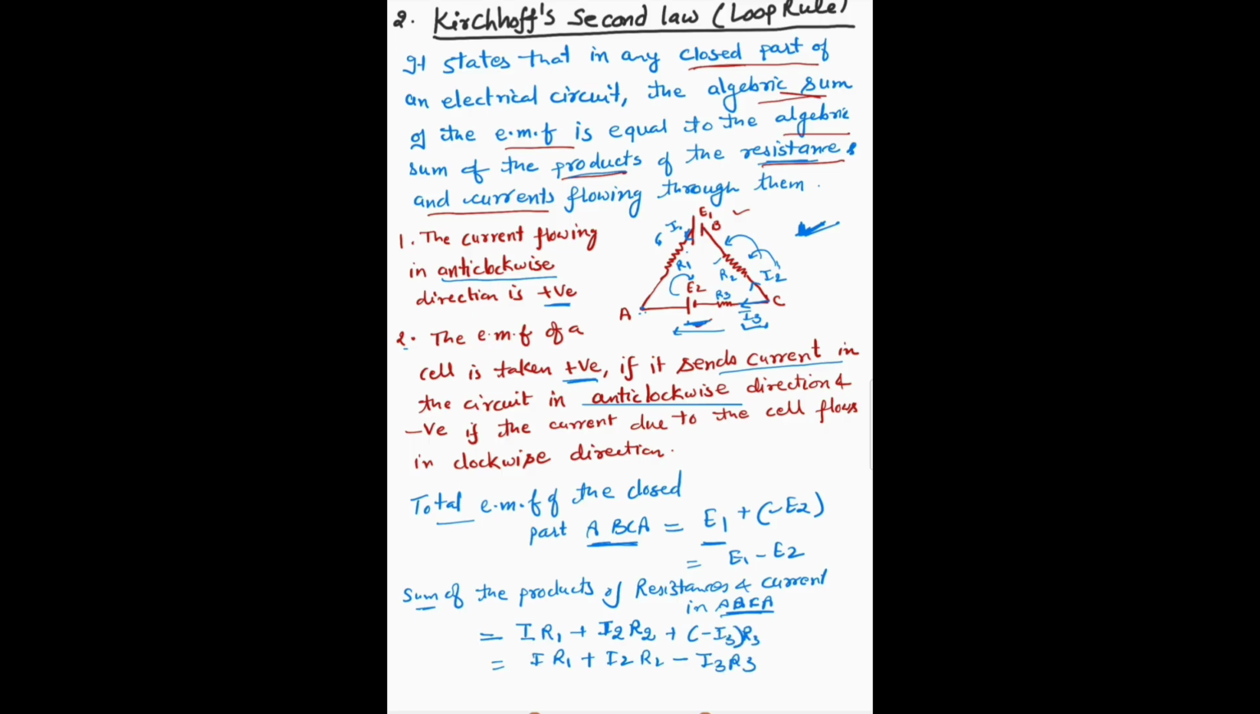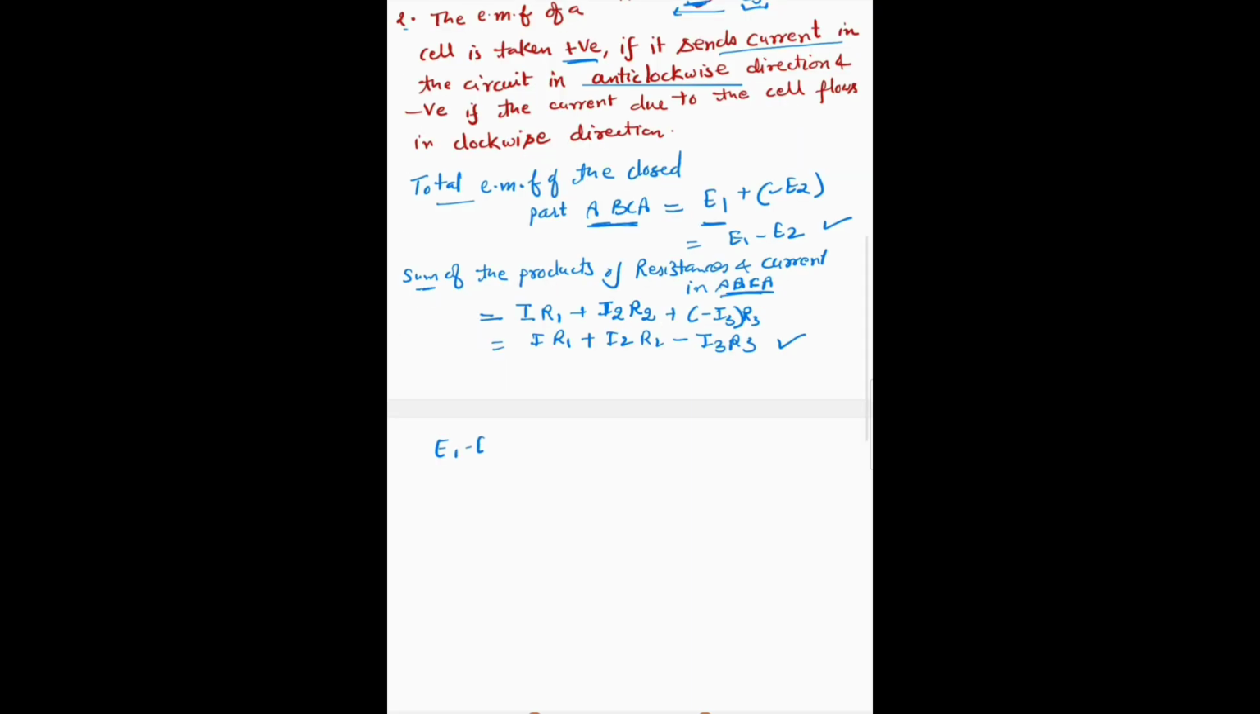So according to this loop rule, E1 minus E2 is equal to I R1 plus I2 R2 minus I3 R3.